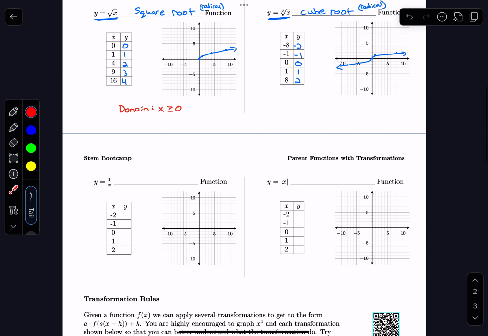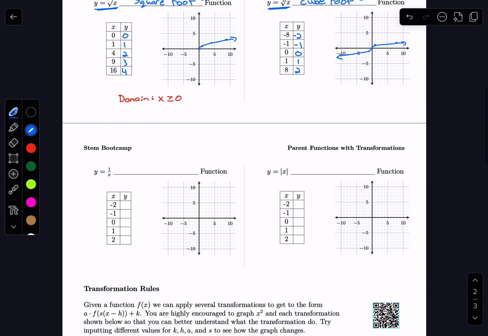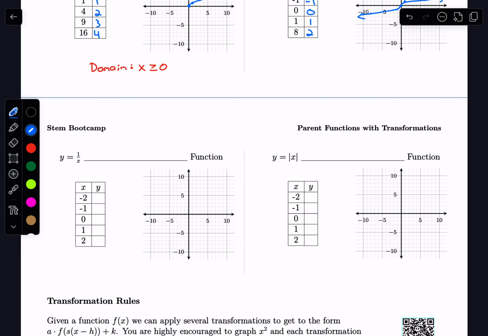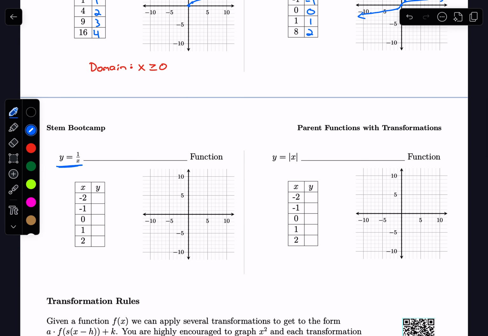All right, moving on, we got a couple more. We have 1 over x right here. 1 over x has a couple names. Some people call it the reciprocal function, but generally speaking, we will refer to this as a rational function, where rational just means that we have a variable in the denominator. So we have a fraction specifically with the variable in that denominator.